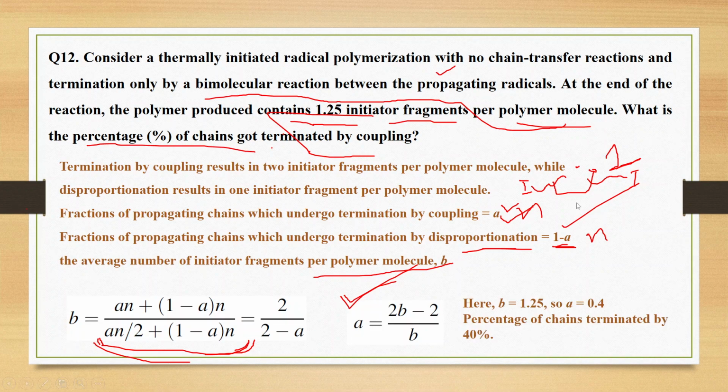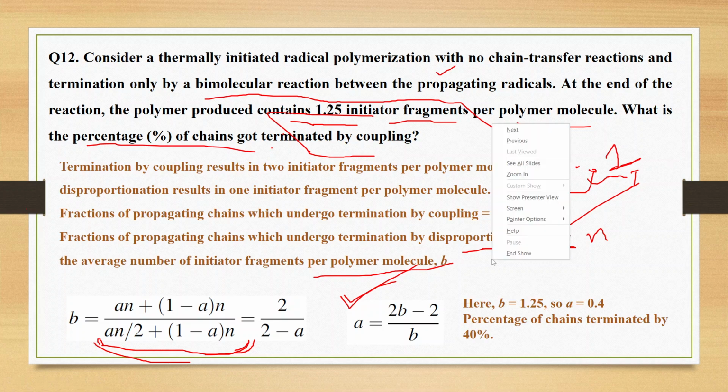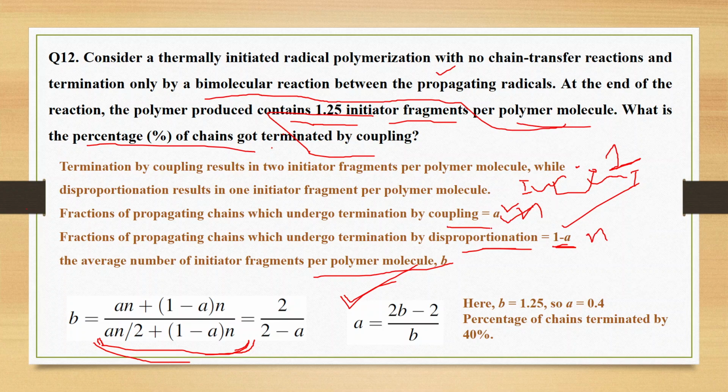Okay, so as I was saying, A is the fraction that is getting terminated by coupling. If the overall fraction is 1, the other fraction terminating by disproportionation will be 1 minus A, because the total is 1. So if there are n molecules, that will be A n and (1 minus A) n. But while calculating per molecule, why do we have to divide by 2 in this case?